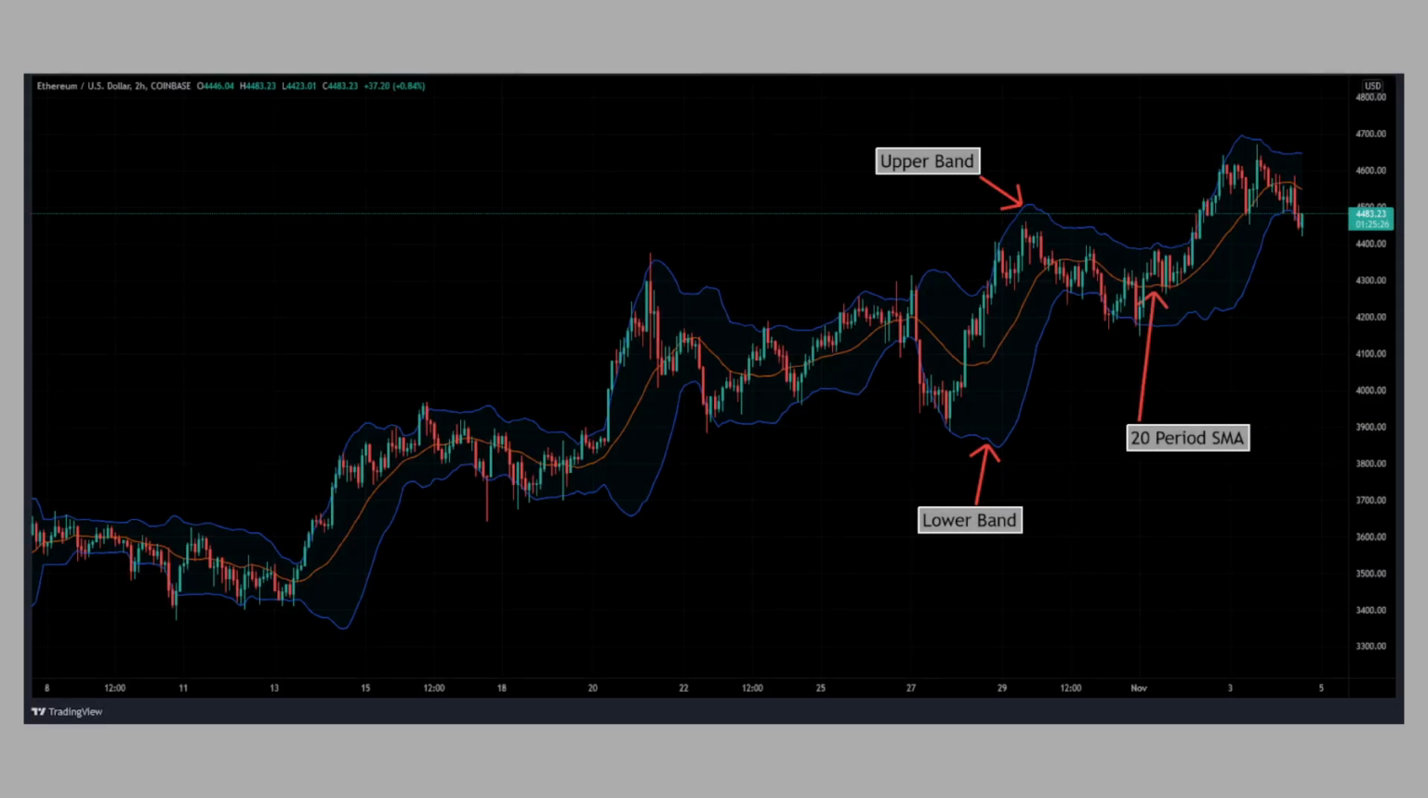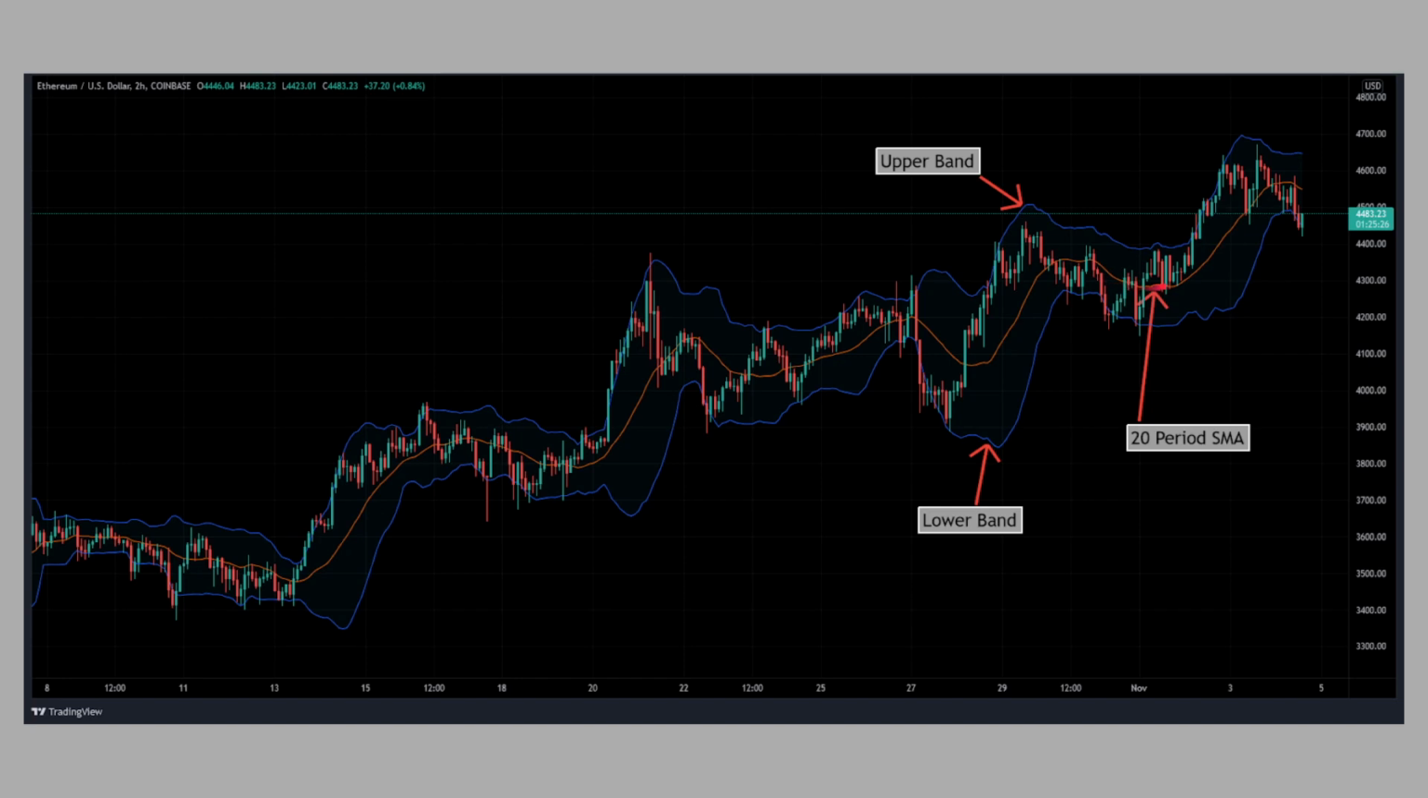Here's what Bollinger Bands look like in action. This is the Ethereum to US dollar chart. This is the 2-hour chart on Coinbase. And as we can see, here is our upper band. This is the top blue line. The middle line is orange.